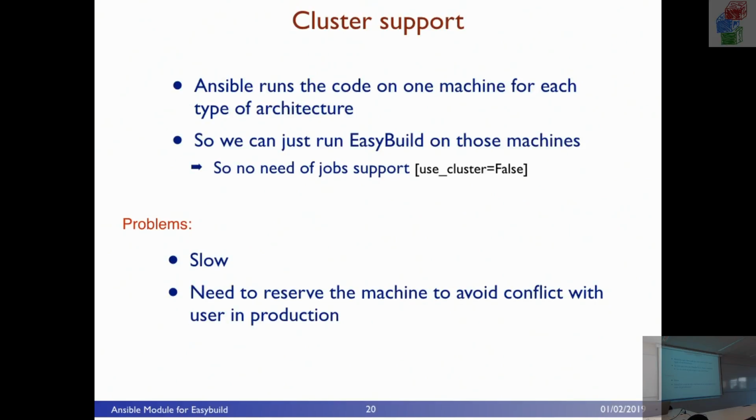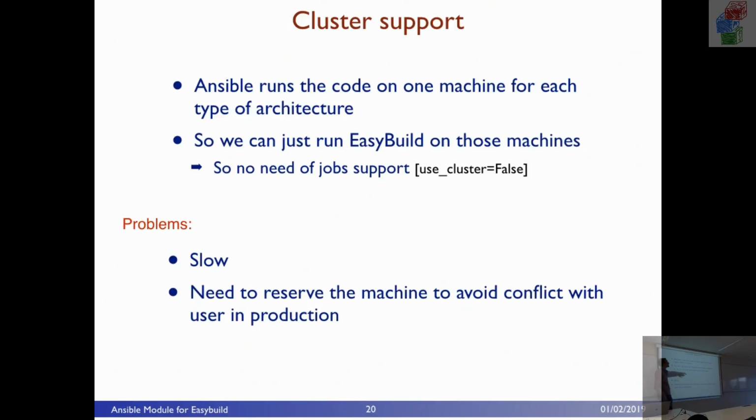One important thing is how I use a cluster. First, I said, okay, now I know basically one machine per architecture, and the easiest thing that you can do with Ansible is saying, okay, just run EasyBuild on that particular machine. So basically no Slurm jobs. You have one machine per architecture where you compile everything. And that runs quite nicely, obviously, and there's no problem on that.